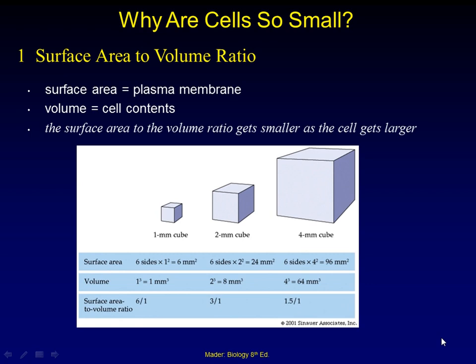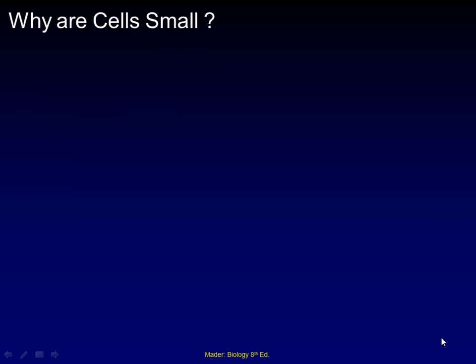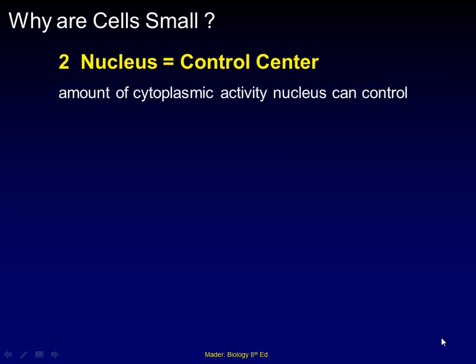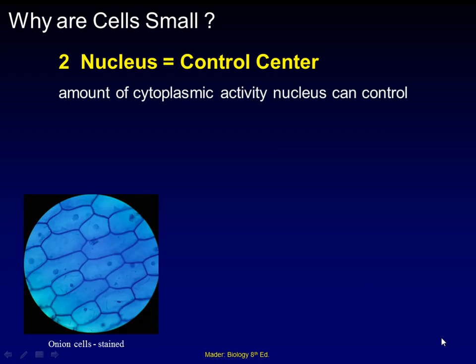The control center of the cell is the nucleus. The control center is the nucleus. The nucleus literally controls everything about the cell. This is where the genetic information is. And there is only so much cytoplasm that one nucleus can control.